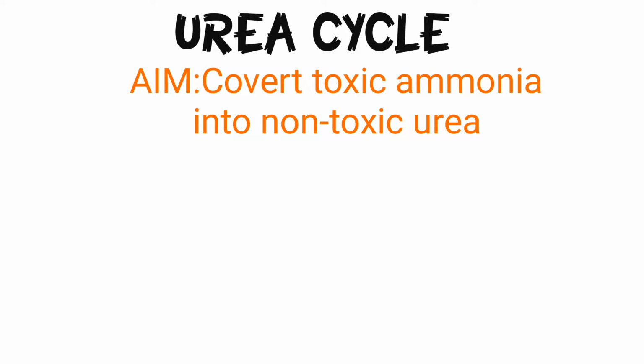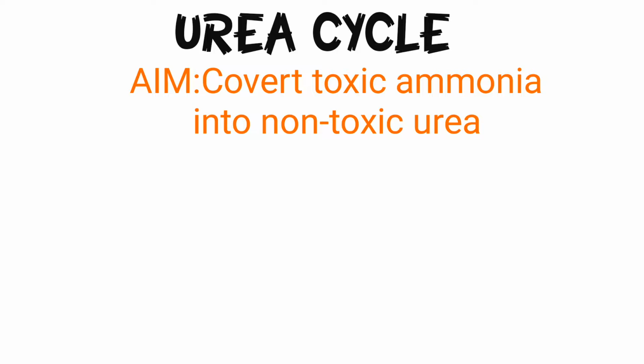Urea cycle is the first metabolic cycle that was described by Hans Krebs and Kurt Henseleit. So it is also known as Krebs-Henseleit cycle. The main aim of urea cycle is to convert toxic ammonia into non-toxic urea.